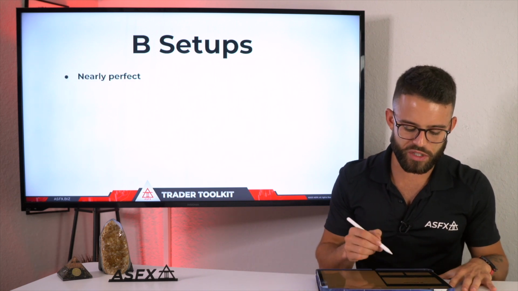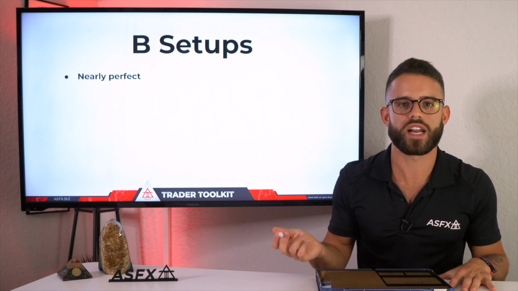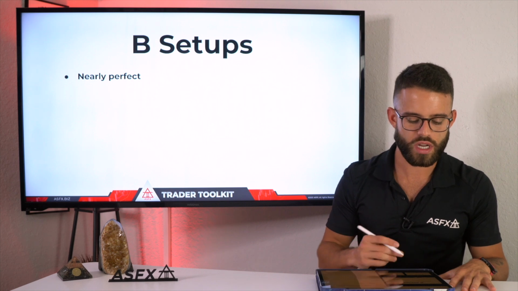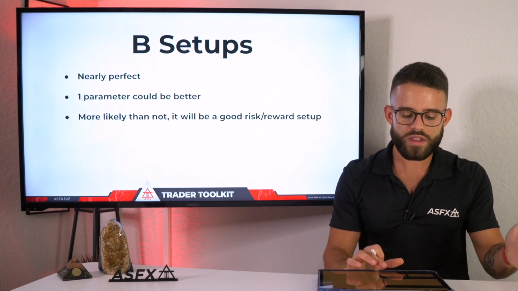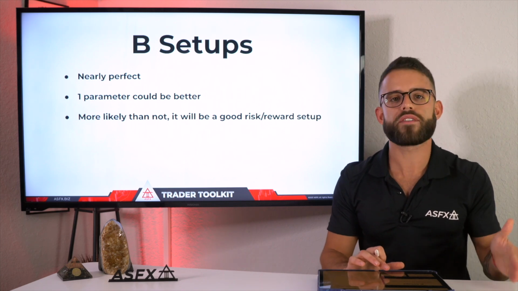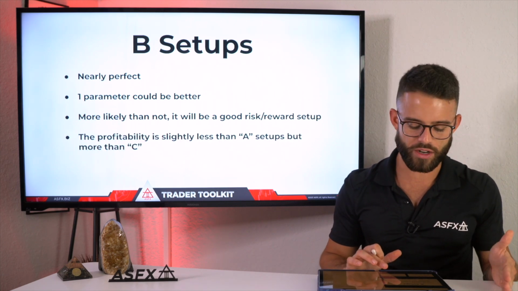Now let's talk about the B setups. This is probably the most common setup that we find in the ASFX systems. These are nearly perfect setups. Maybe 1 or 2 things could be better. More likely than not, it's going to have a good risk reward setup. You're going to still be able to get your 2 to 1.